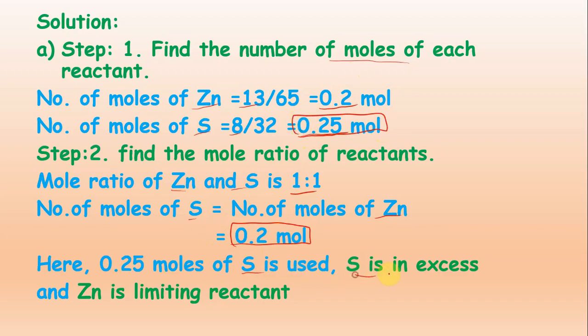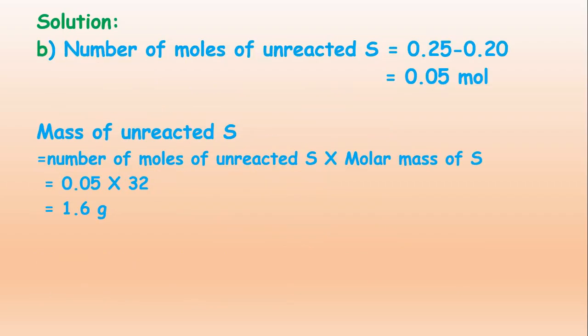So the sulfur is in excess, because in step 2, through the mole ratio, we found that the moles should be 0.2. But when we go to the number of moles of sulfur and zinc, the number of moles of sulfur, that is 0.25, is more than needed, so it is in excess, understood? And zinc is the limiting reactant.